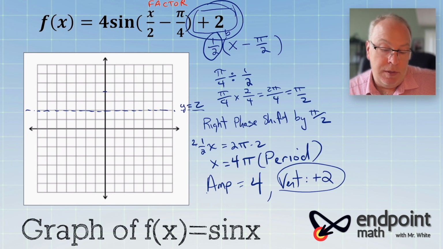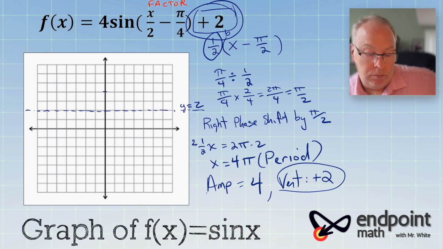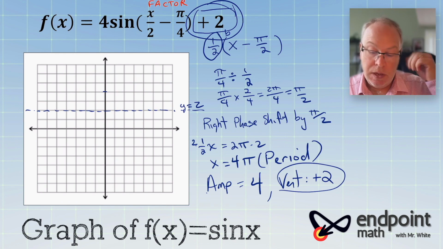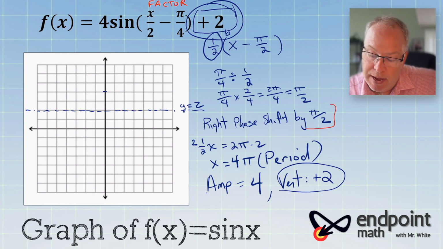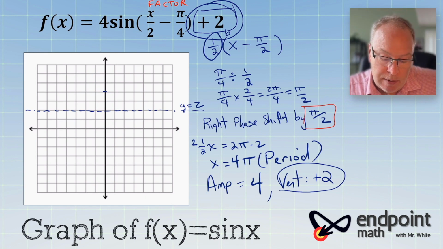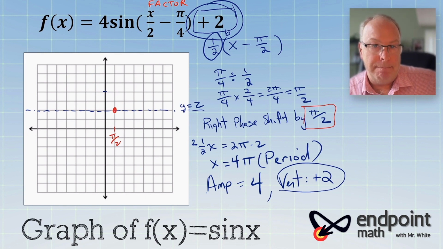Now let's figure out where this thing starts. Where does this thing start? Remember, we have a phase shift. It said right by pi over 2. So I'm going to go, this will be pi over 2. I'm going to go to the right and put a dot there. So I've got my right shift, and then also up by 2. And that got me my first dot.